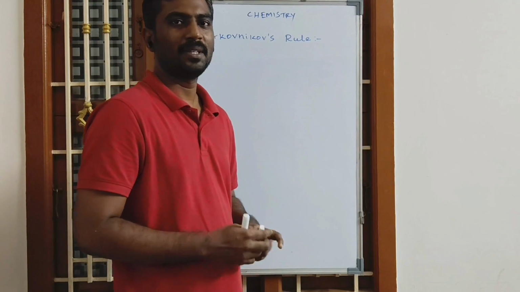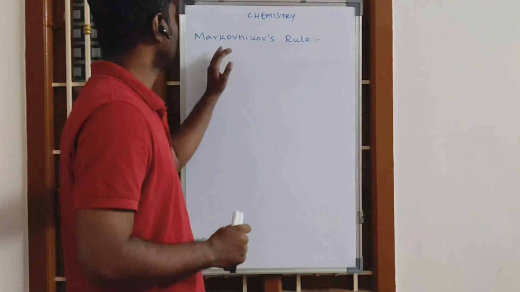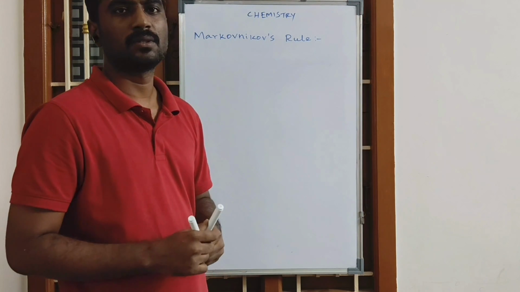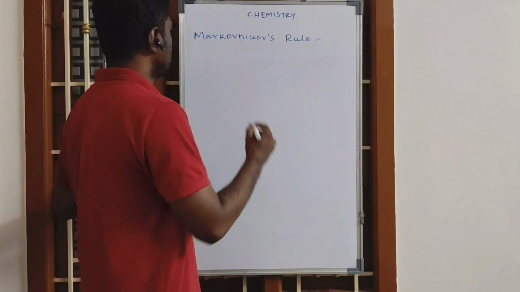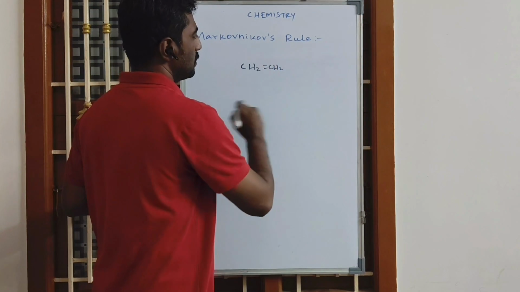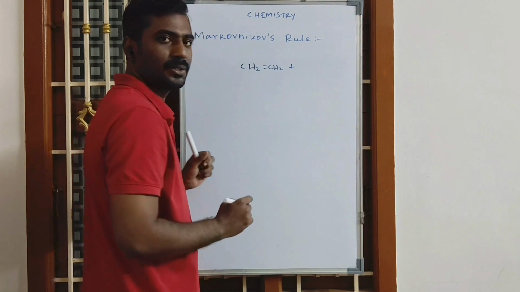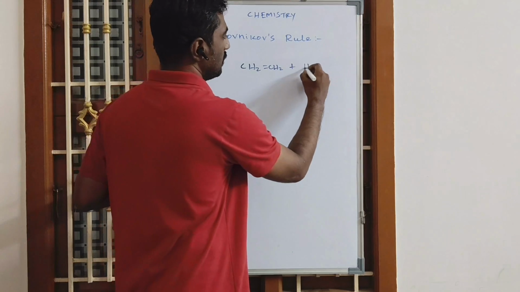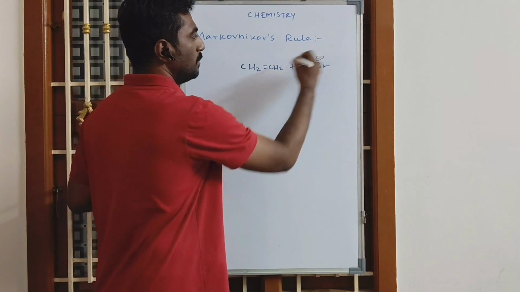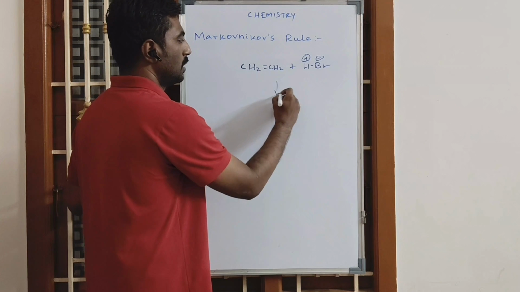Hello everyone. Now we are going to see the very important topic in organic chemistry, that is Markovnikov's rule. Markovnikov's rule arises when we have a symmetrical alkene like CH2=CH2. When the alkene is added to any protic acid like HBr, where the H+ will go and where the Br- will go, there is no struggle at all.